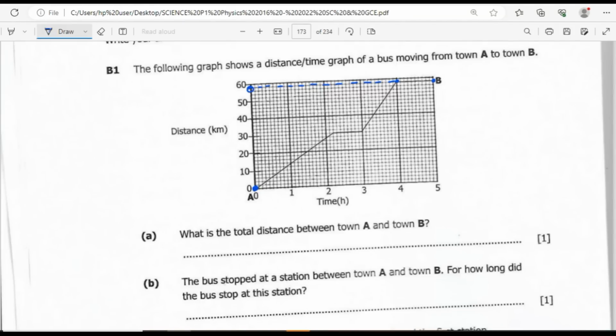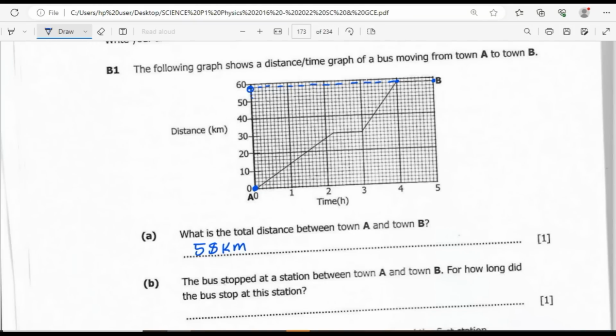So if we're having 40 to 60, these smaller boxes each represent 2. So we have 52, 54, 56, 58. So the answer is just 58 kilometers. If it's meters, you give it in meters. That depends on the measurements of our distance and time.